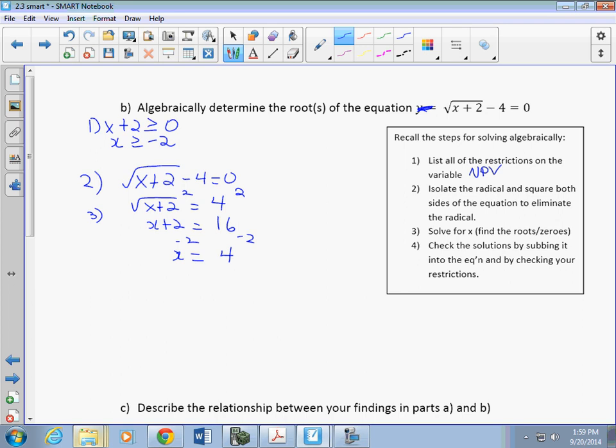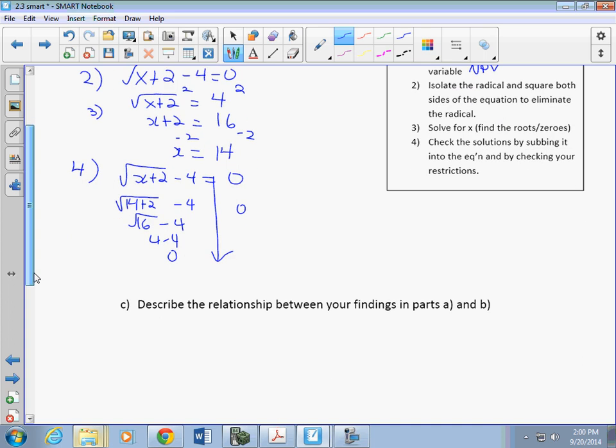It says check the solution by subbing it into the equation and checking it against your restriction. So if I check it against my restriction, 14 is greater than negative 2, so that works. If I check it in my equation, so that's the left side, right side check, I have the square root of 14 plus 2 minus 4 needs to equal 0. So I have the square root of 16 minus 4. 4 minus 4 equals 0. So I know it works.